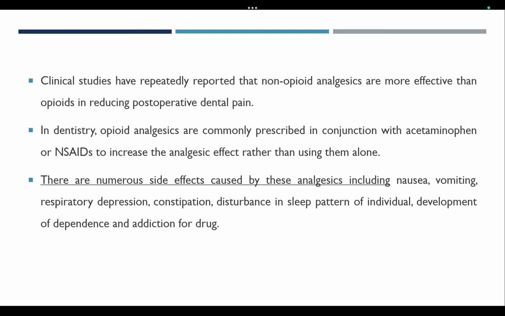And in dentistry, as we said, opioid analgesics are commonly prescribed in conjunction with acetaminophen, paracetamol, or NSAIDs such as aspirin or diclofenac sodium, potassium, and so on, to increase the analgesic effect rather than using them alone. So their combination together will give effective results.